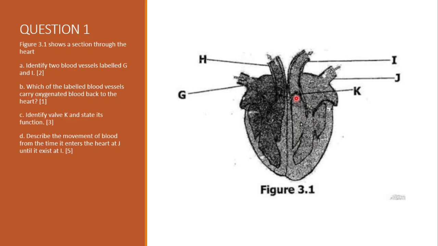But if you want to be specific, they are the aortic semilunar valves because they are close to the aorta, which is I, the one which transports oxygenated blood to all parts of the body, like we said. So K is the aortic semilunar valve. The one on the right side is the pulmonary semilunar valve. Otherwise, together they are collectively called semilunar valves. So K are the aortic semilunar valves.